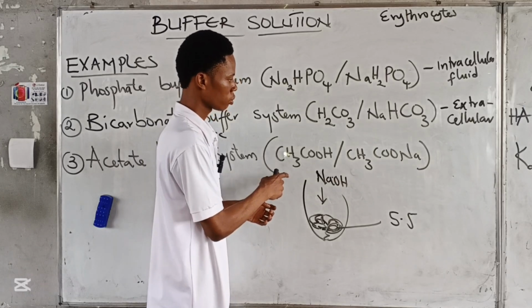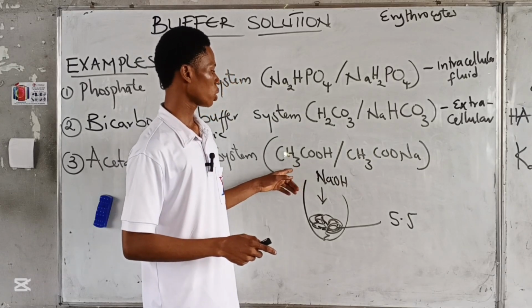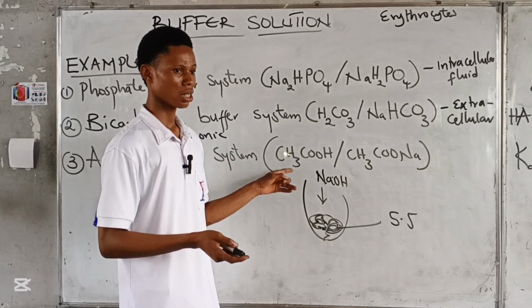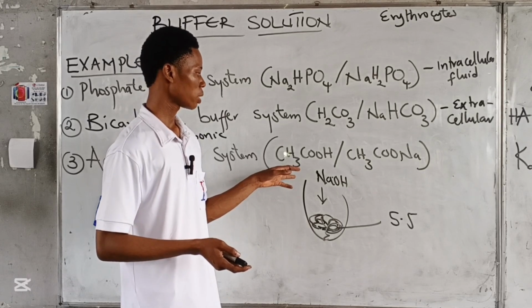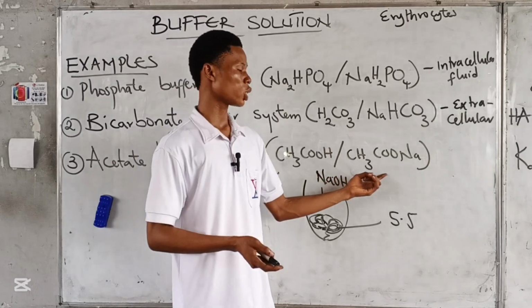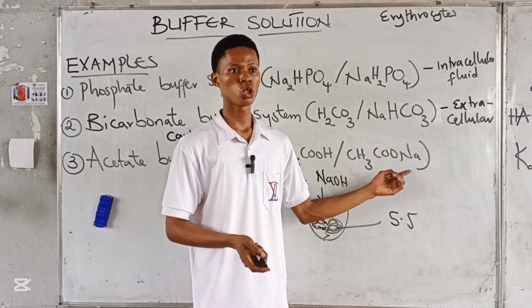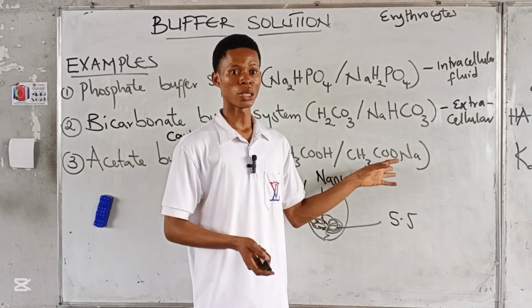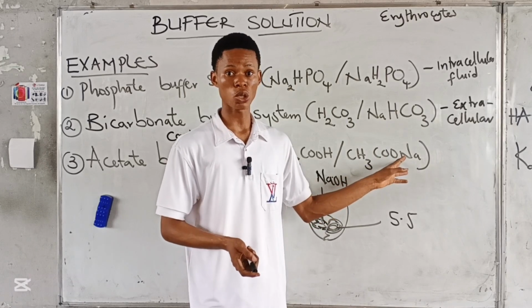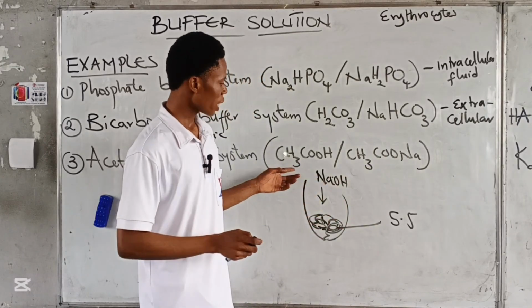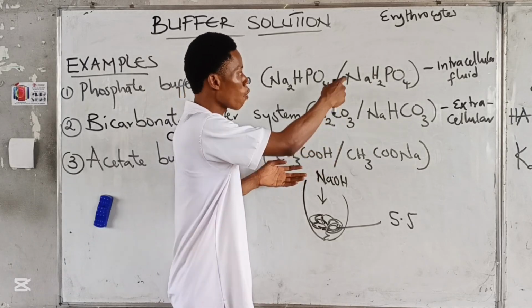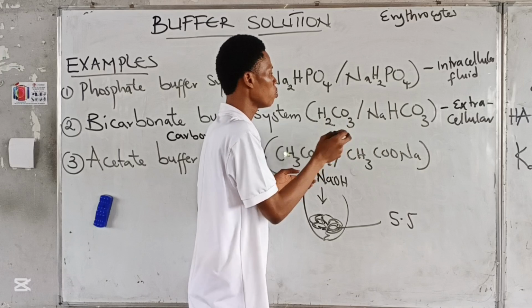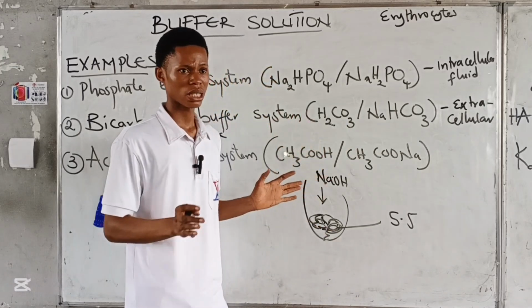Now, if you look at this, this is ethanoic acid, right? Ethanoic acid is a weak acid. Now, this is the salt of it, sodium ethanoate. This is a base of it. So we said a buffer contains a weak acid and conjugate base, that is why we always write the slash: weak acid/conjugate base.